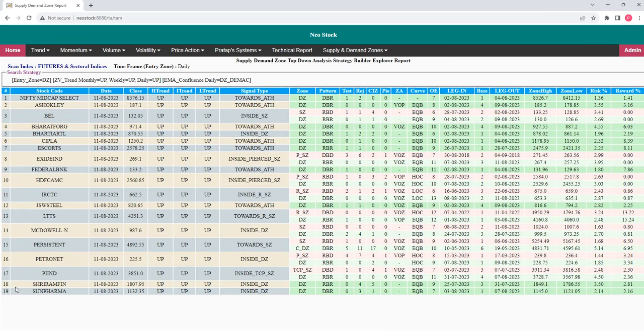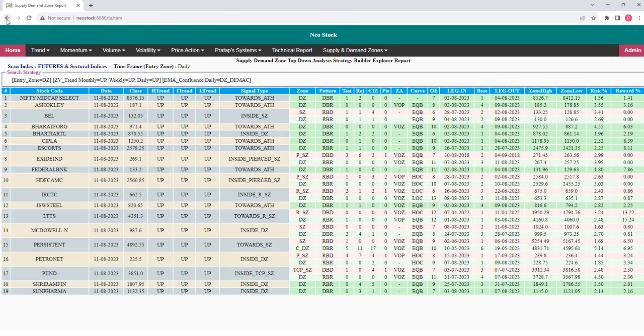Now from 67, the list is reduced to 9. By adding the daily confluence, we have increased the probability. Zones having the EMA confluence have a higher success rate. Okay. Is it further possible to reduce this list? Yes, it is possible by choosing some other parameters.